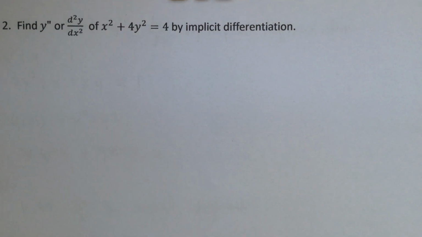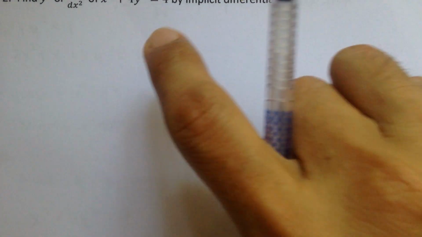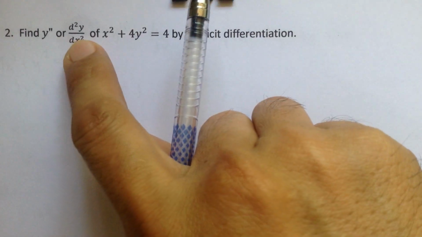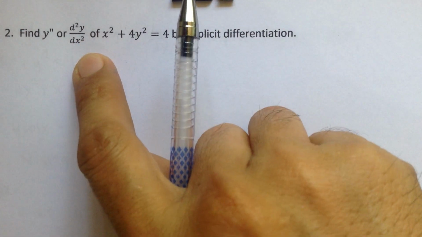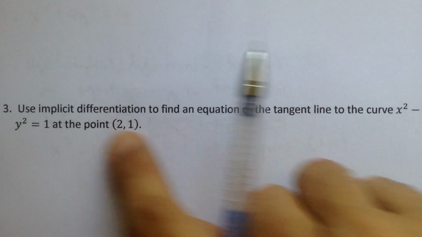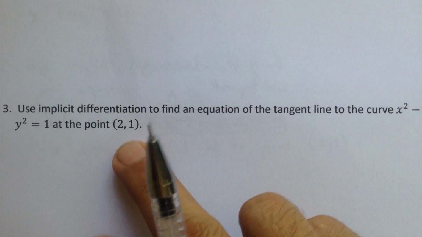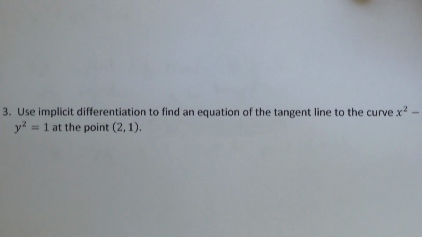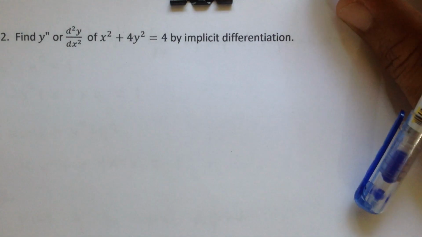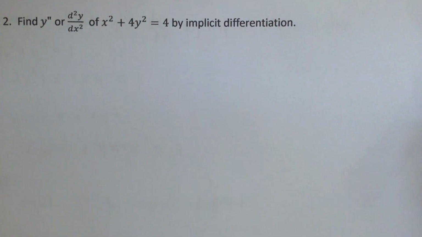Okay, this time we're going to discuss two more problems about implicit differentiation. The first one is to find the second derivative of y with respect to x. And then the second problem is finding the equation of the tangent line to the given curve at a given point. Okay, let's start with our first example.